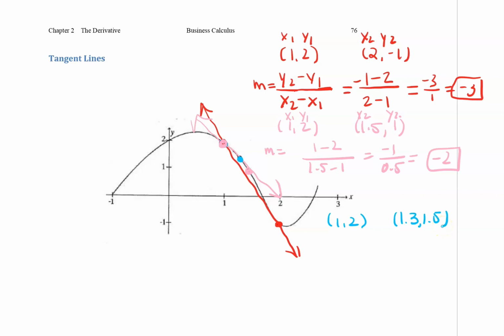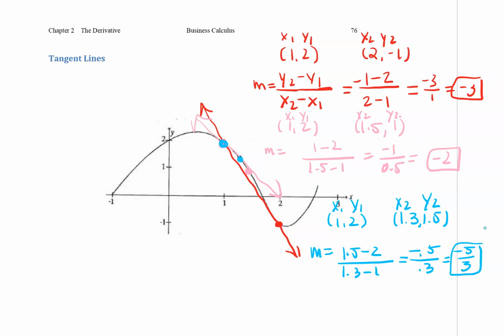So I'm getting closer and closer to 1, and I'm hoping to get closer to this idea of a tangent where it's only going to touch the curve once. And so again, I'm taking my slope formula, x1, y1, x2, y2, so that gives me 1.5 minus 2 all over 1.3 minus 1, ending up with negative 0.5 over 0.3. Using your calculator, this works out to be negative 5 over 3 if we just reduce that down.